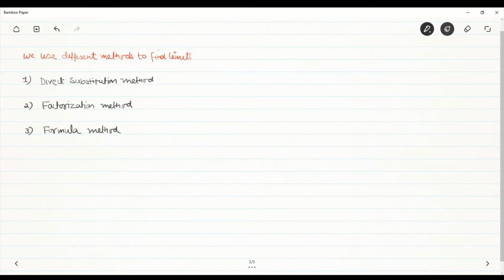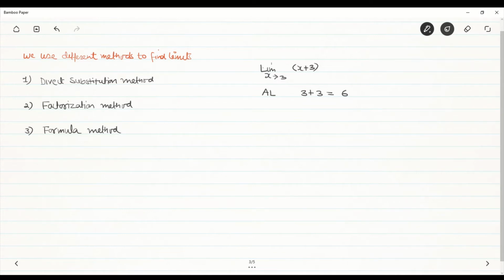Well, when we try to solve the questions based on limits, we usually use different techniques, and based on these techniques we can call them the direct substitution method or factorization method or formula method. So let's take a question. Evaluate the limit of x plus 3 when x is tending to 3. So here I can directly substitute the value of x as 3. So applying the limit, I can directly substitute it as 3 plus 3 and I'm getting the answer as 6.